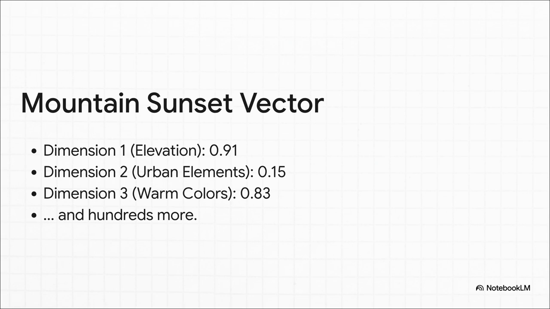Here's a really simplified look at the vector for our original mountain sunset. Now, in the real world, these dimensions don't have nice, neat labels, but let's just pretend for a second. Let's say dimension 1 is elevation, and it scores a 0.91, which is really high. Dimension 2, urban elements, is way down at 0.15, and dimension 3, warm colors, is up there at 0.83.